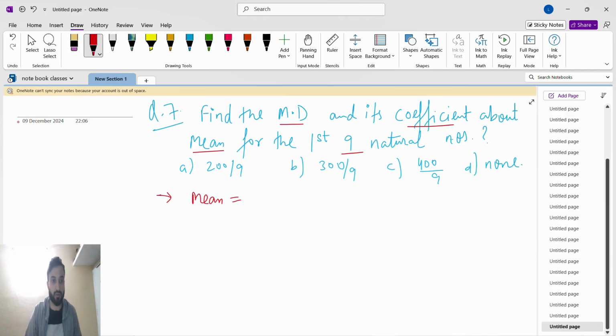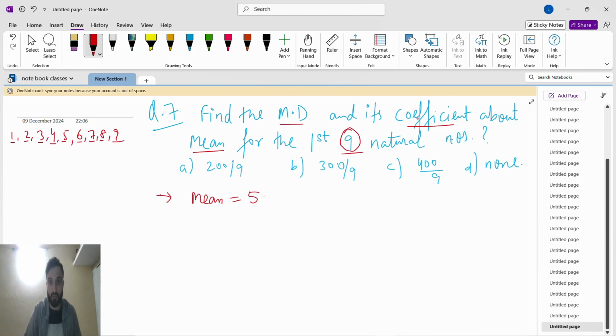They said for the first nine natural numbers: 1, 2, 3, 4, 5, 6, 7, 8, 9. This is 9 natural numbers. You have to find the mean. We will keep on adding: 1 plus 2 is 3, plus 3 is 6, plus 4 is 10, plus 5 is 15, plus 6 is 21, plus 7 is 28, plus 8 is 36, plus 9 is 45. The 45 divided by 9, since n is 9, is 5. We got the mean as 5.